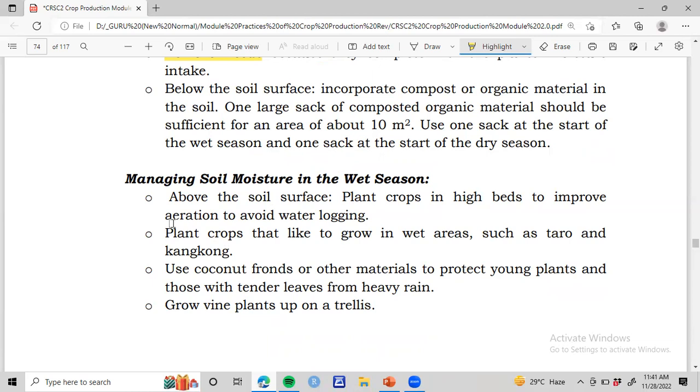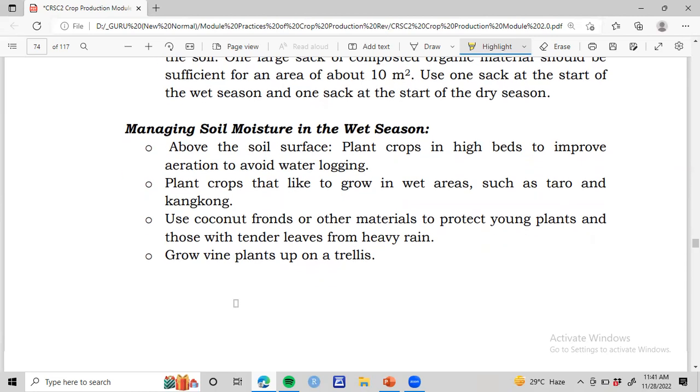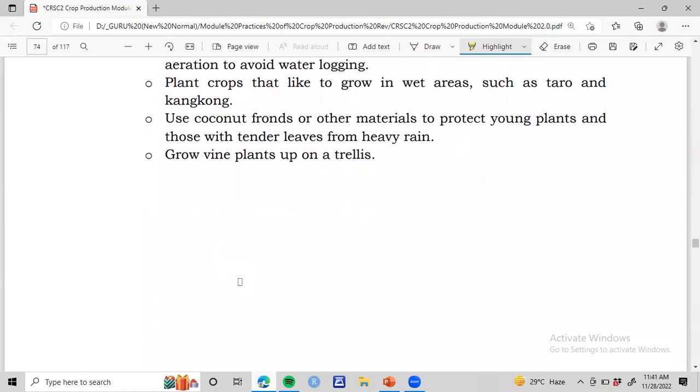Kasi kung malalim, eh, babahain yan, no? Plants that like to grow in wet areas such as taro and kangkong. Ayun, dito tayo magtanim kung saan madaming tubig ng mga crops na kung saan gusto din nila ng maraming tubig. Use coconut fronds and other materials to protect young plants and those with tender leaves from heavy rain. And grow vine plants up on a trellis. Yung mga sa tag-ulan, mas maganda kung yung itatanim natin, kalabasa, or mga viney crops ay nakataas or nakatrellis. Kasi kung sa baba, di maulan, mag-waterlog.